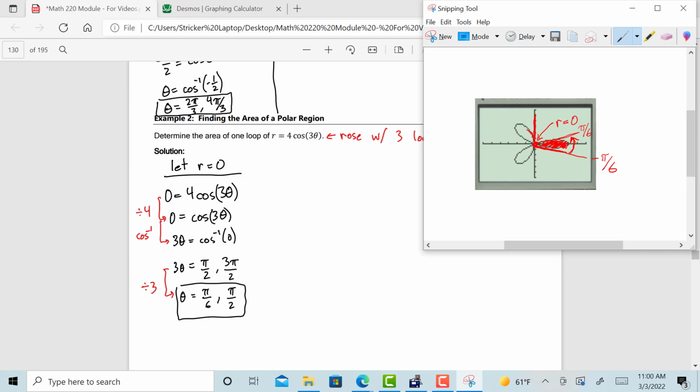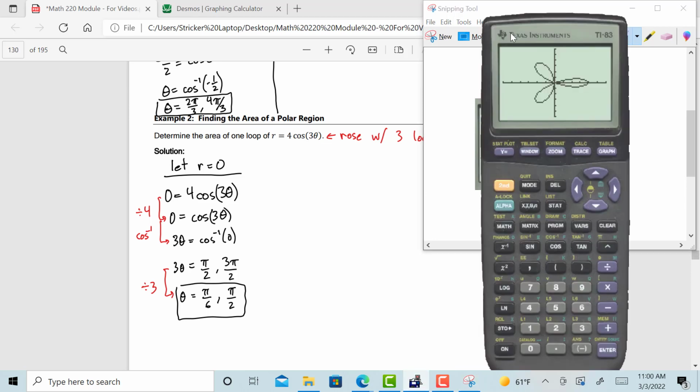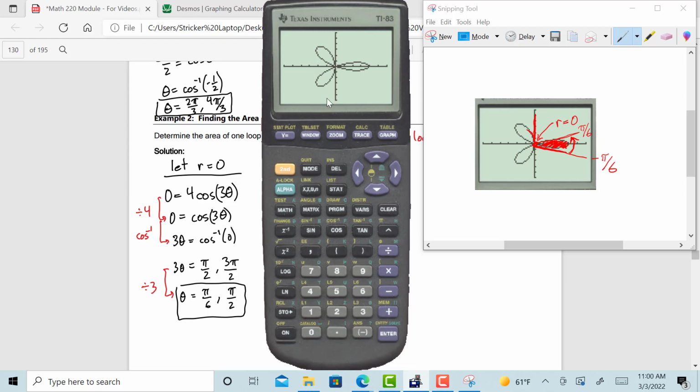But how can we verify it again? Well, let's go to the graphing calculator and change our limits to verify that that works. If we open up our graphing calculator and go back to window to change the limits, let's make theta min negative pi over 6, and let's make theta max pi over 6. Let's verify that that actually gives us that one loop. And there it is. So we have one loop of the graph, which makes the rest of it pretty easy.